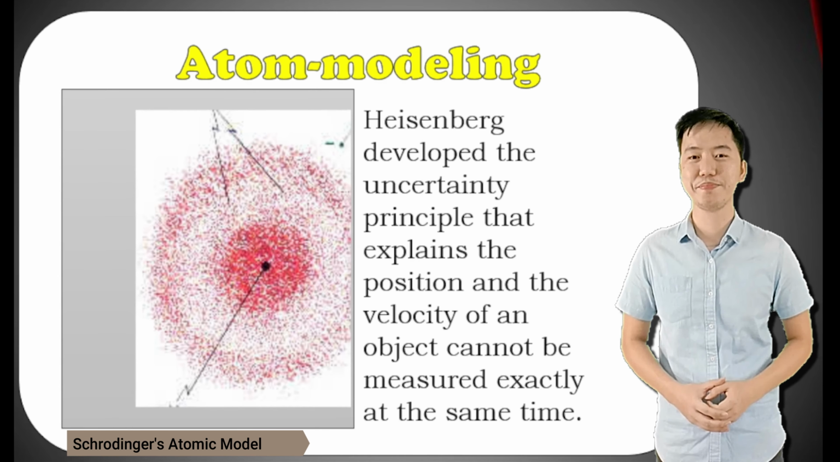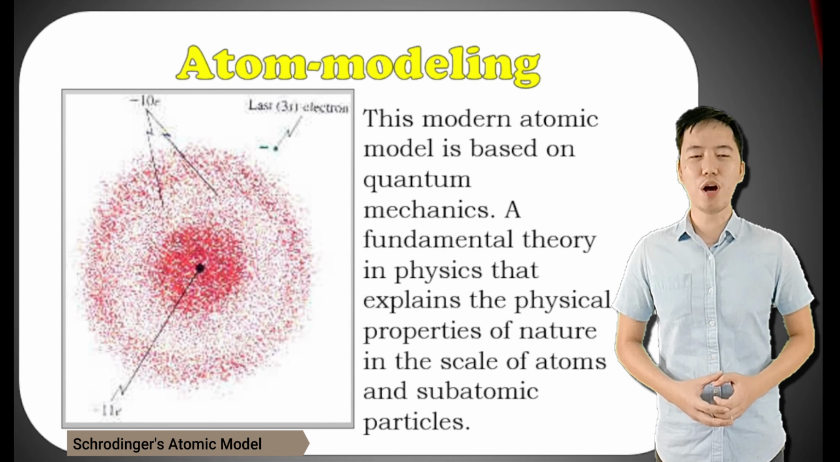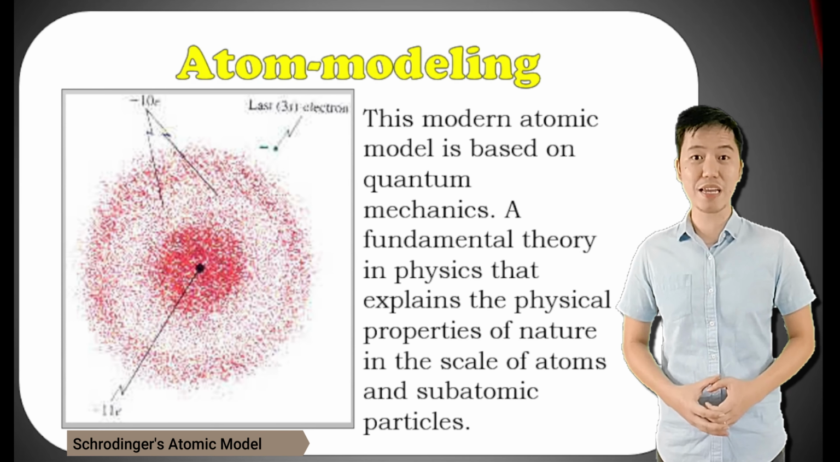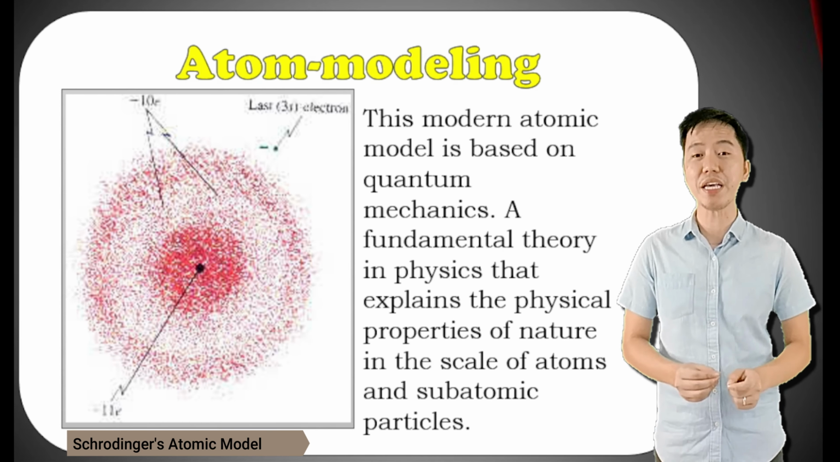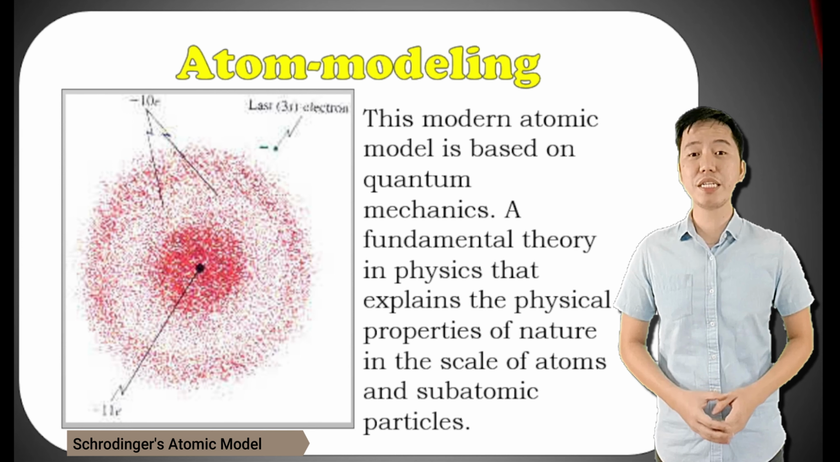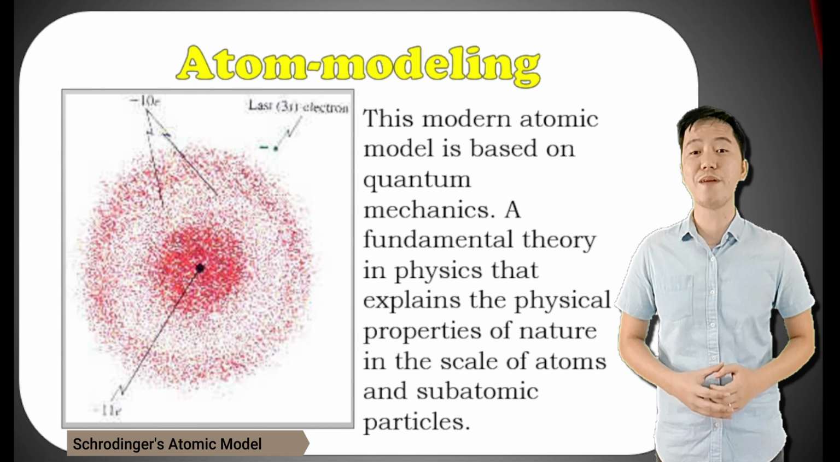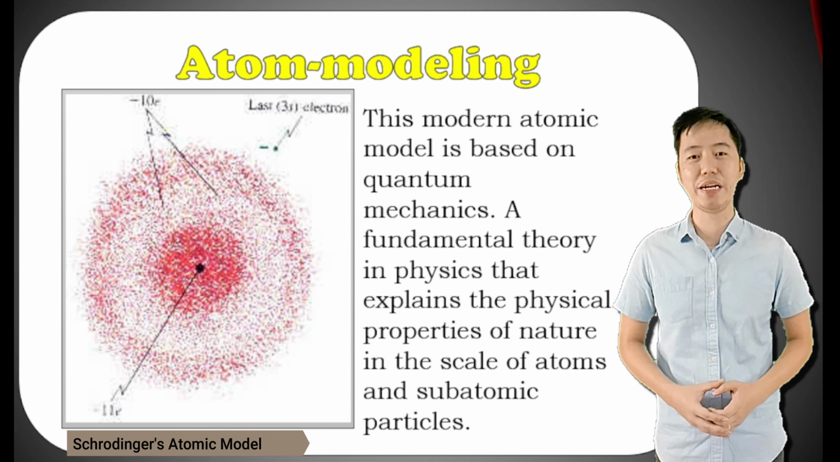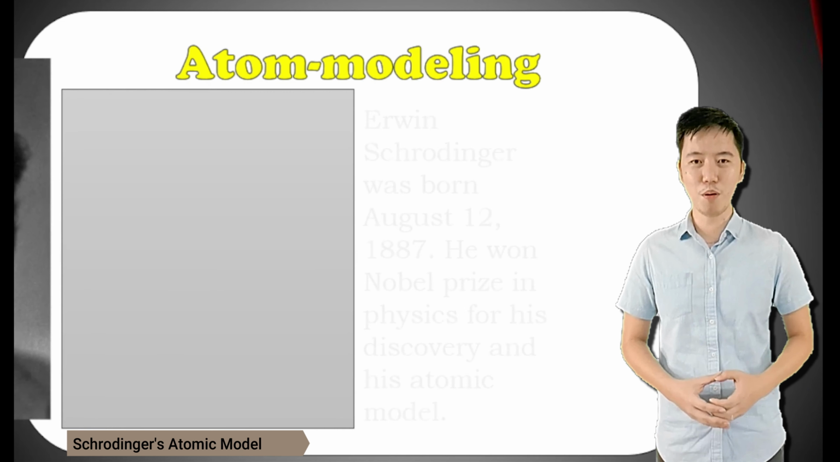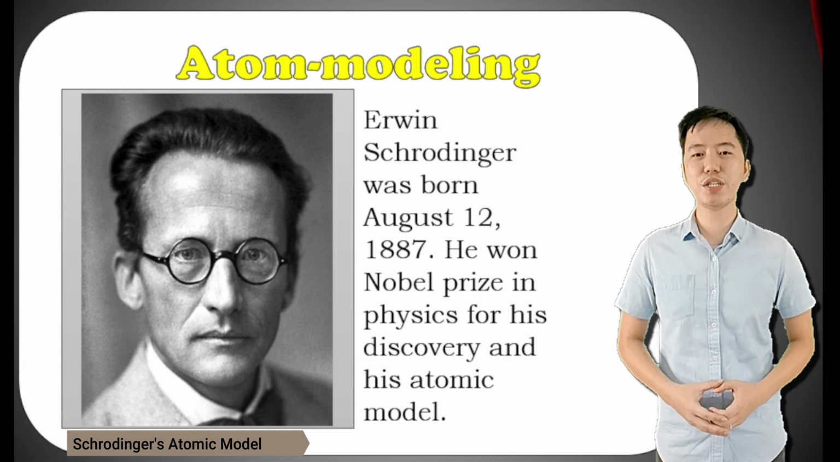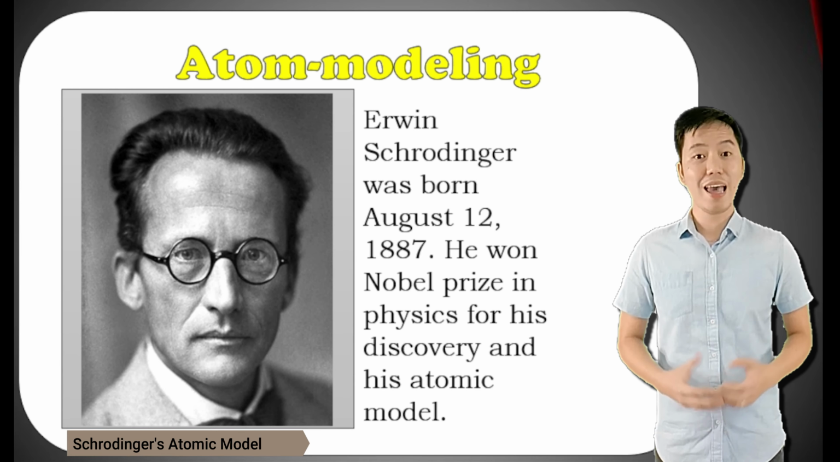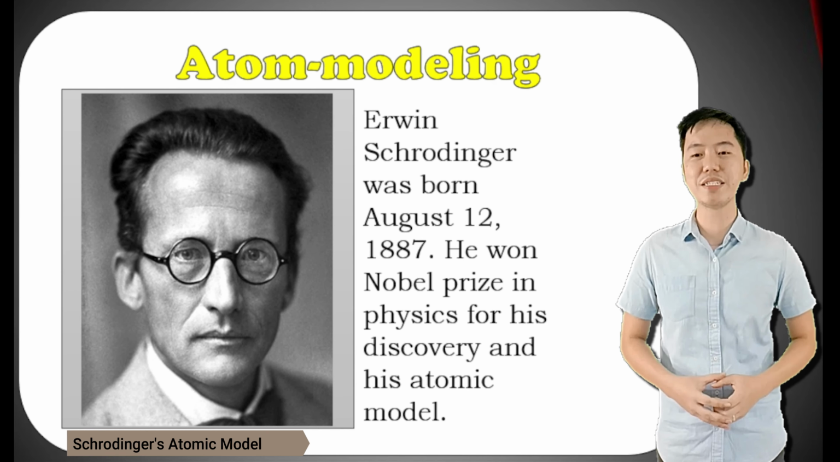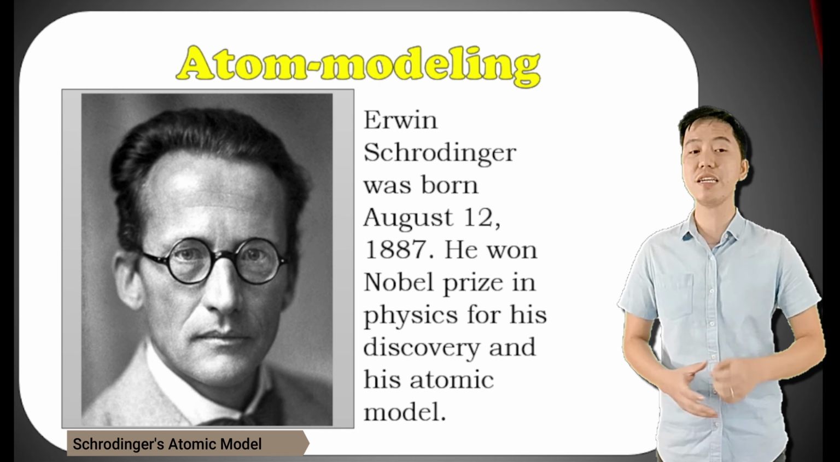This modern atomic model is based on quantum mechanics, a fundamental theory in physics that explains the physical properties of nature in the scale of atoms and subatomic particles. Proponent: Erwin Schrödinger was born August 12, 1887, and he won the Nobel Prize in Physics for his discovery and his atomic model.